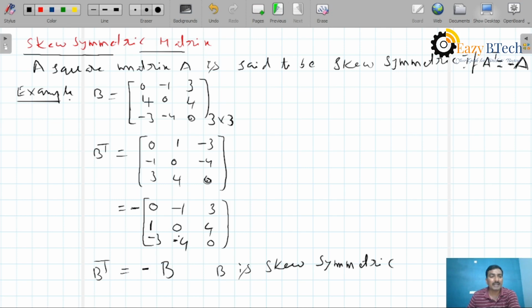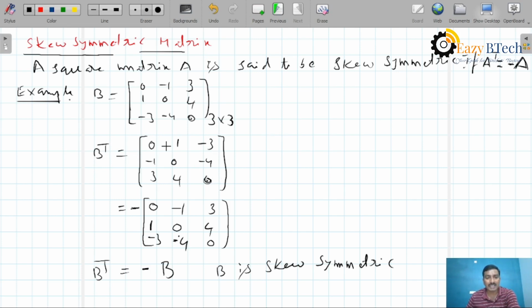So once again we can observe the example. Once again I will repeat the definition. Skew symmetric matrix: a square matrix capital A is said to be skew symmetric if A transpose equals -A. See example, B equals 0, -1, 3, 1, 0, 4, -3, -4, 0. This is the 3 by 3 matrix. After interchanging the rows into columns, we will get B transpose. B transpose equals, this is the matrix.